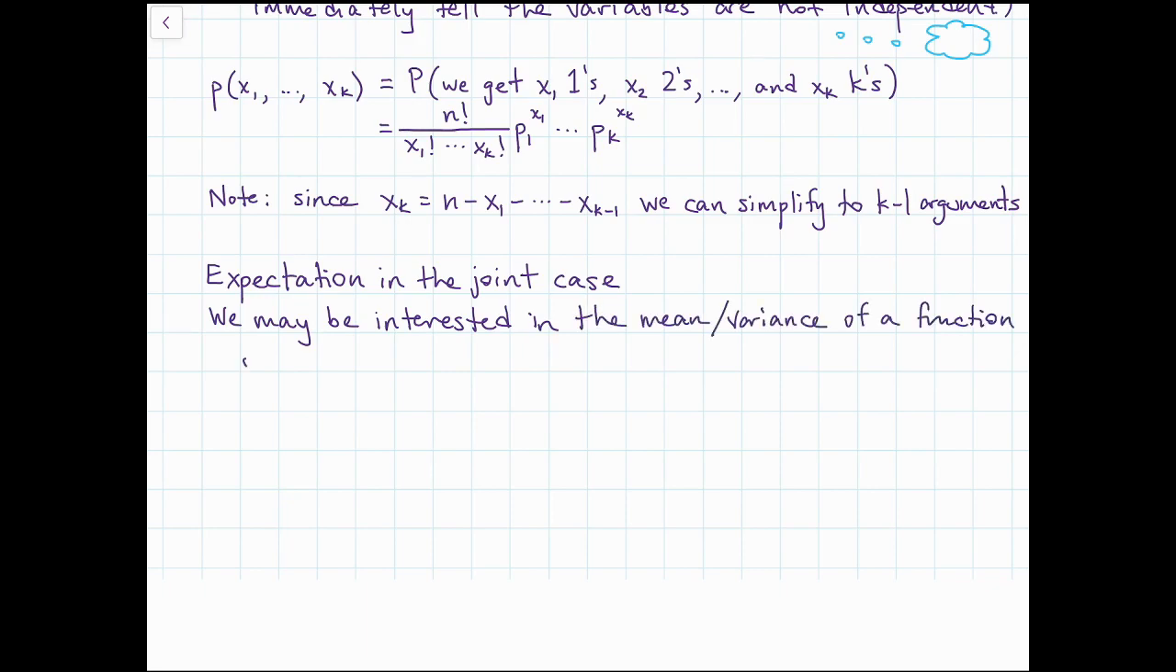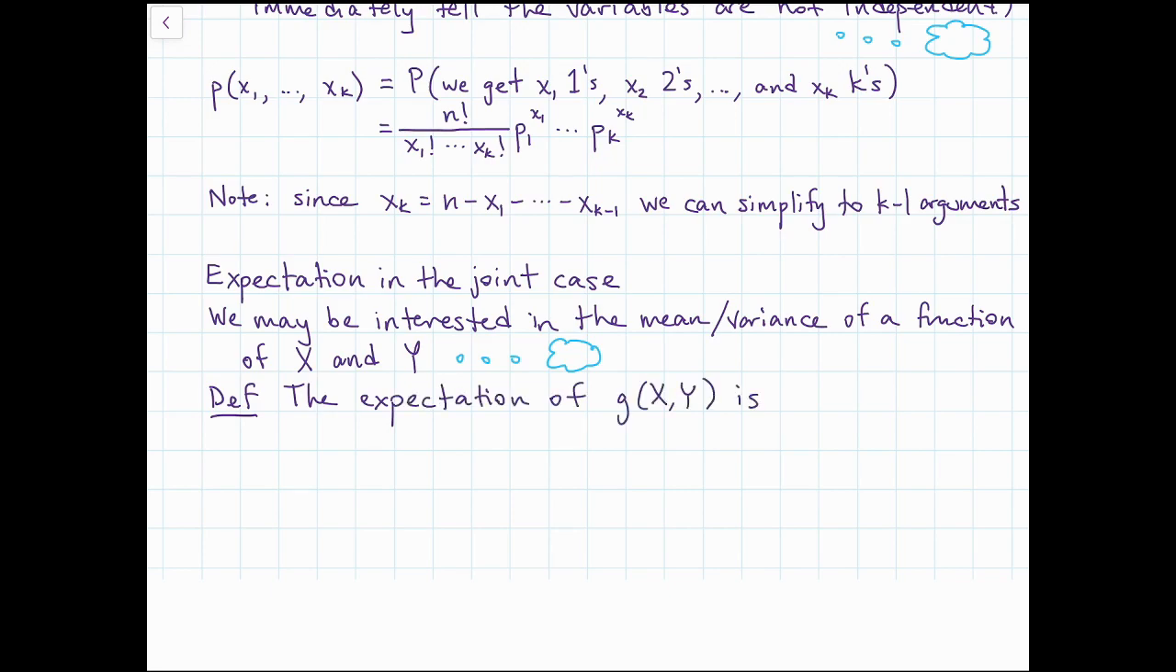If we have two random variables, we might want to know the mean or variance of a linear combination or even a nonlinear combination. Like if X and Y, for example, are the returns on two stocks, then the value of a portfolio would be a function of those two returns. And we'd be interested in knowing more information about that function of X and Y.